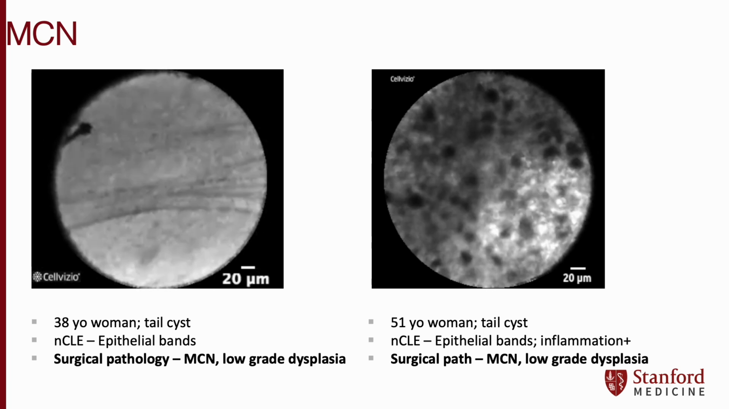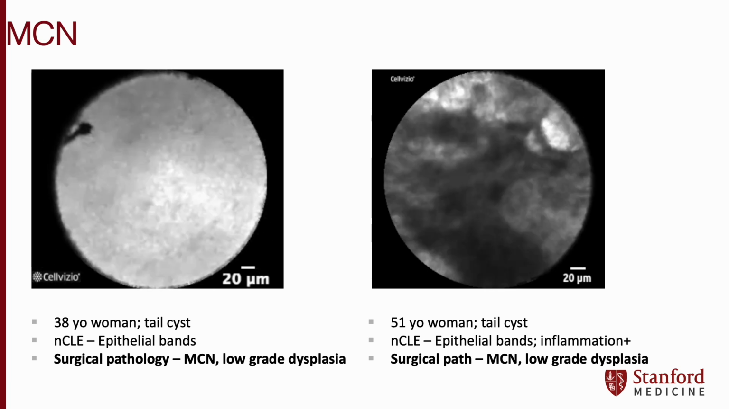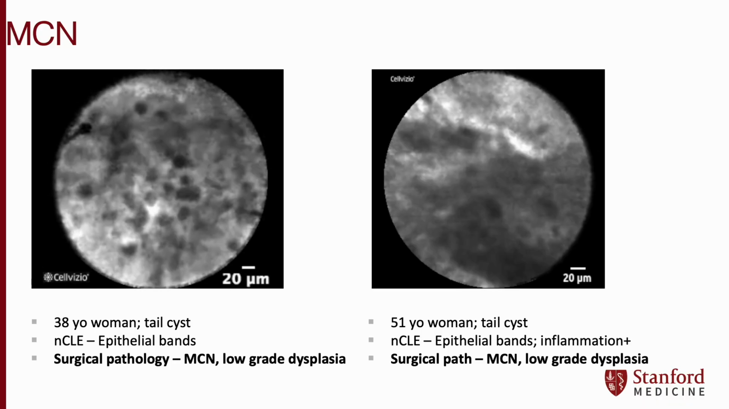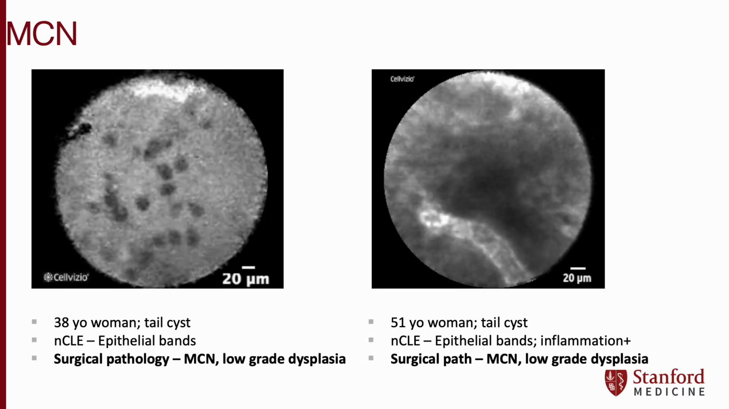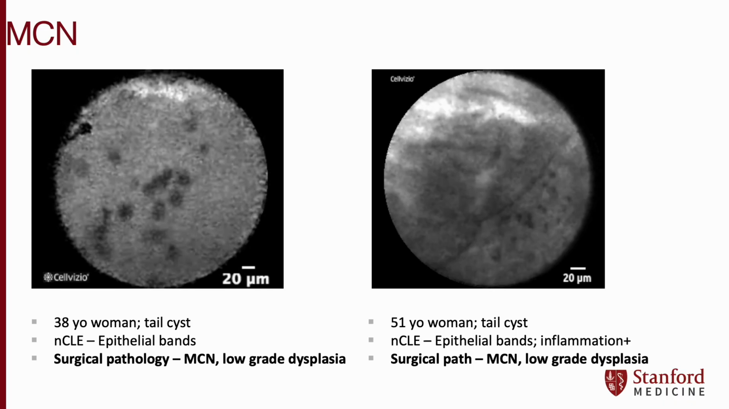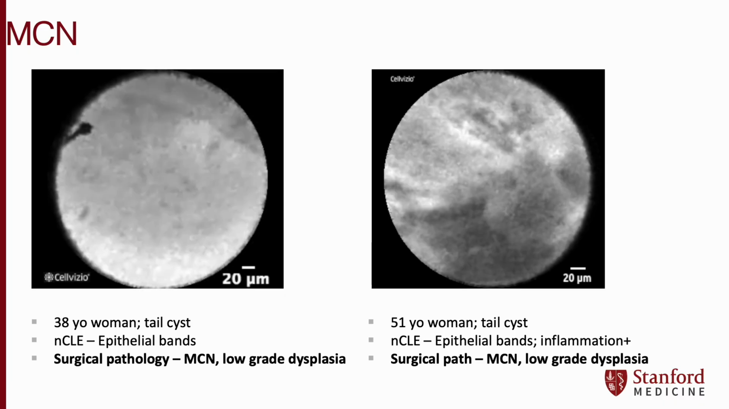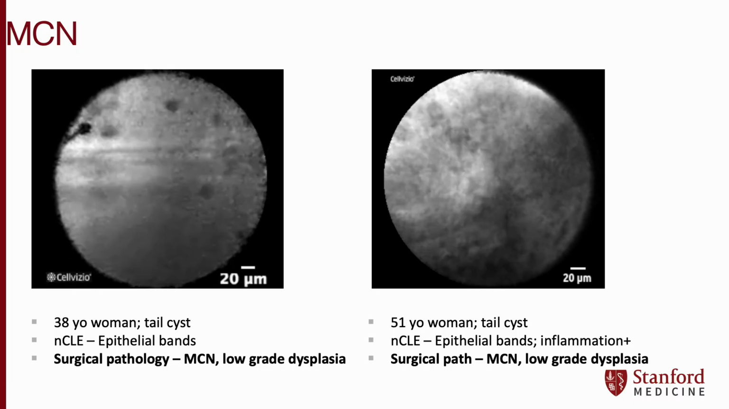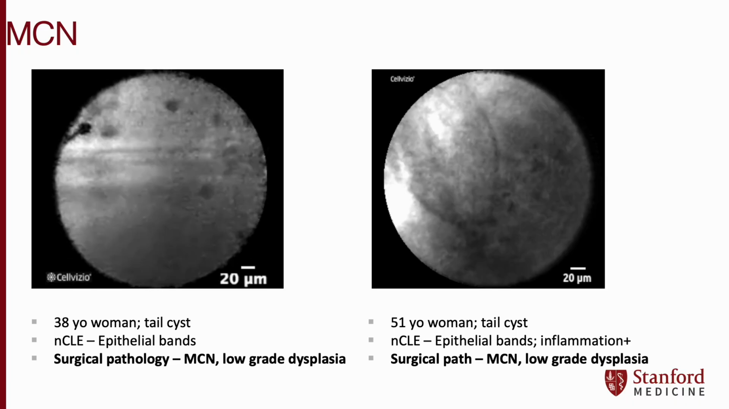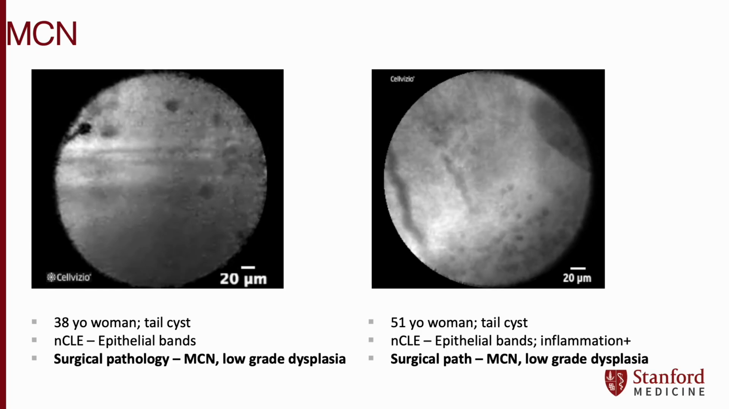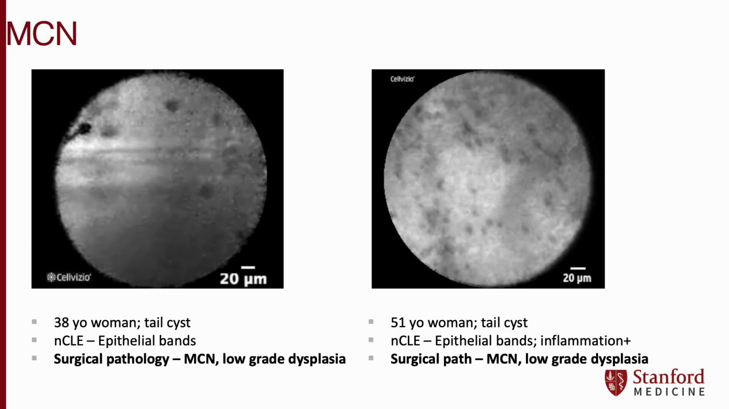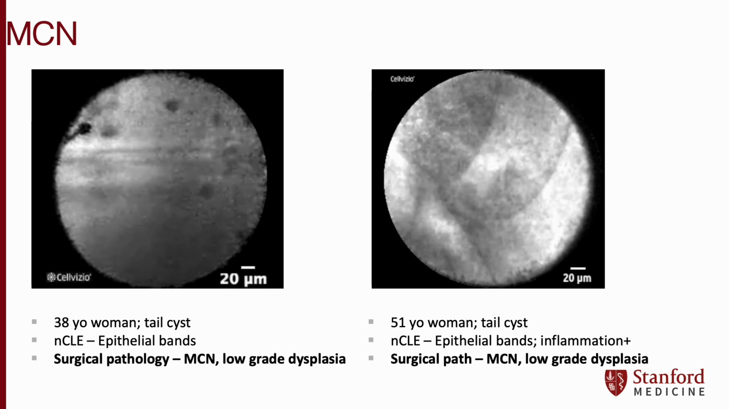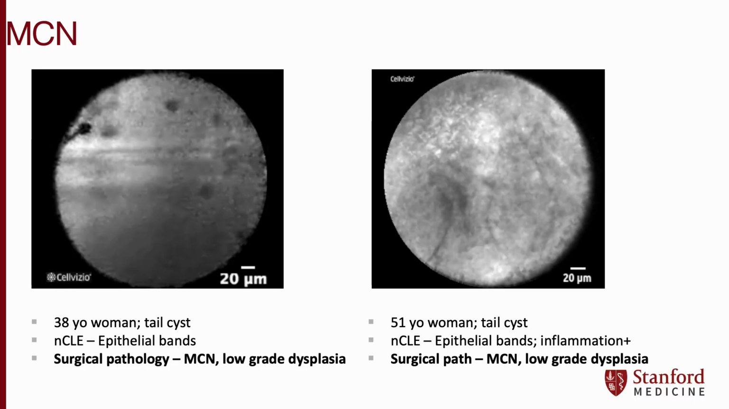Here in this video, the first one, you can see the epithelial bands, these parallel lines of cells. In the second video, at the end of the video, you'll see the epithelial bands also with intersected blood vessels. Here you can see the bands. You don't see a full papilla, but you can see the bands suggesting that this is an MCN with low-grade dysplasia.